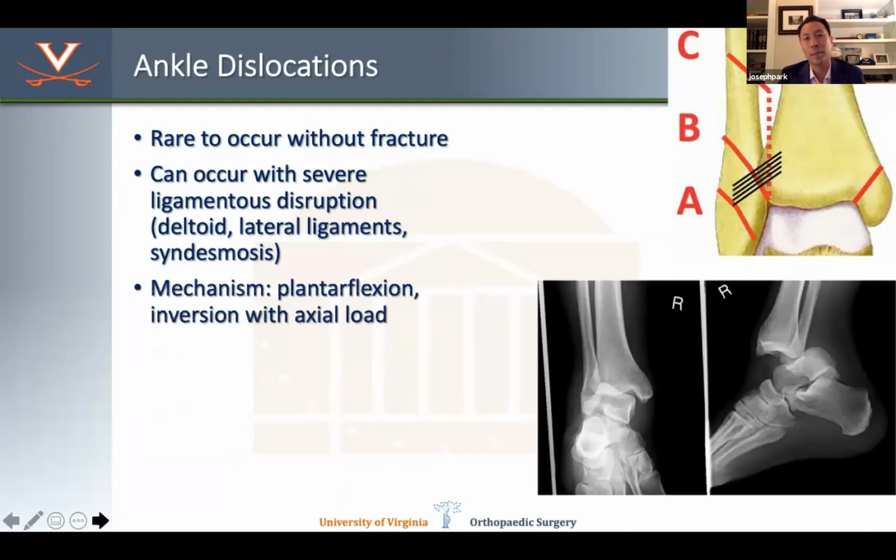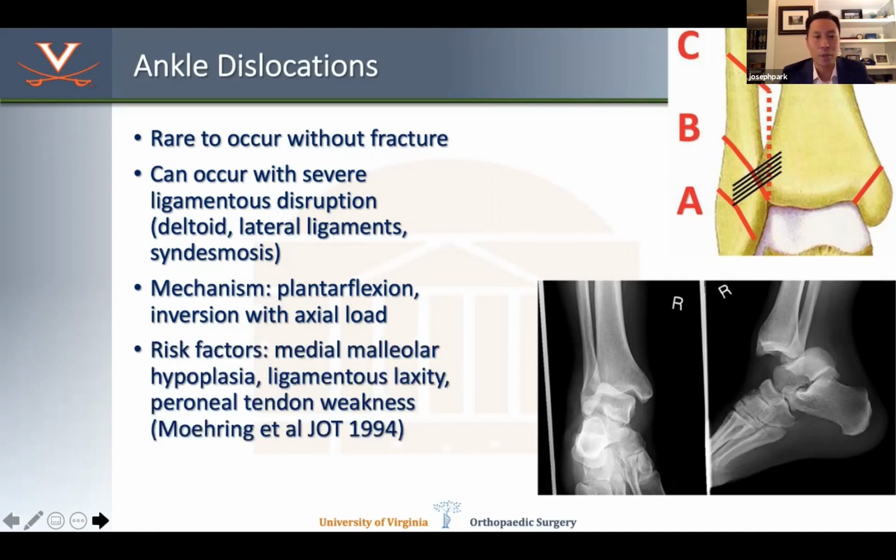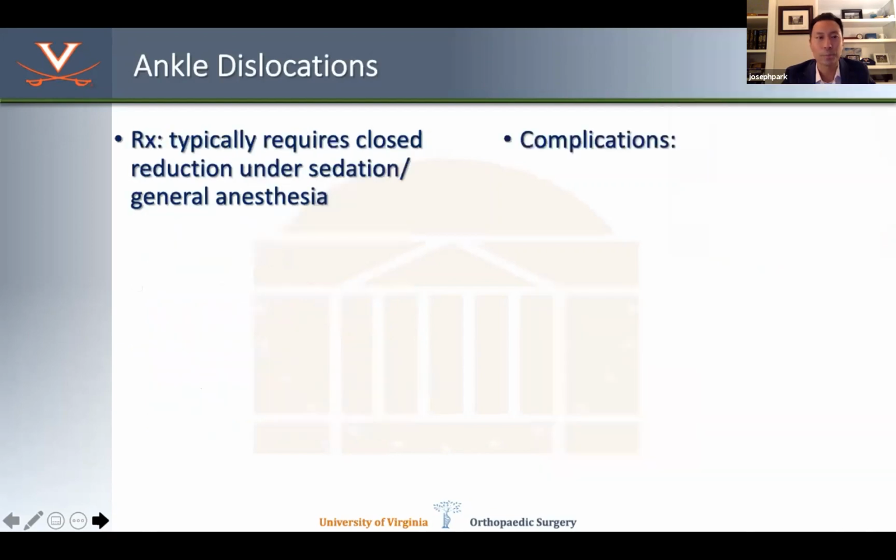Typically, they're in plantar flexion and inversion with a significant axial load. The picture you see on the lower right is actually the opposite. It's actually a lateral dislocation, which is quite rare. Some of the risk factors of these dislocations, again, usually from an inversion mechanism, come from medial malleolar hypoplasia, ligamentous laxity, as well as peroneal tendon weakness.